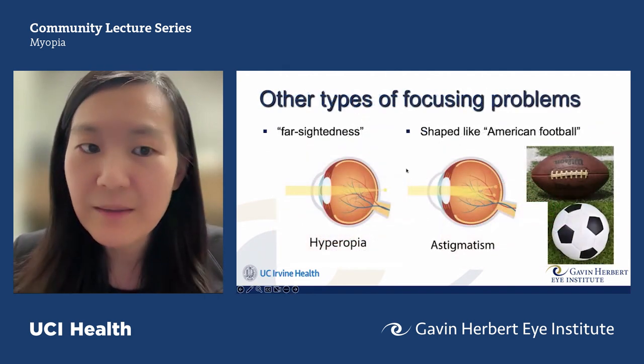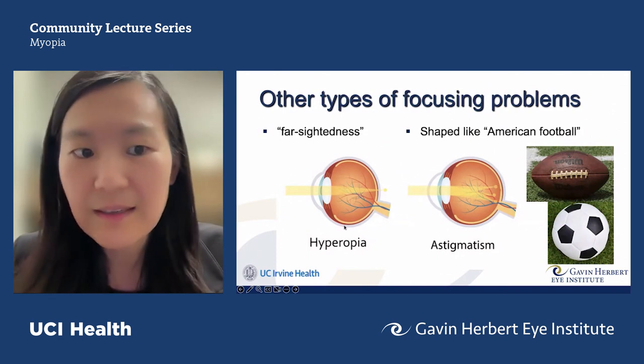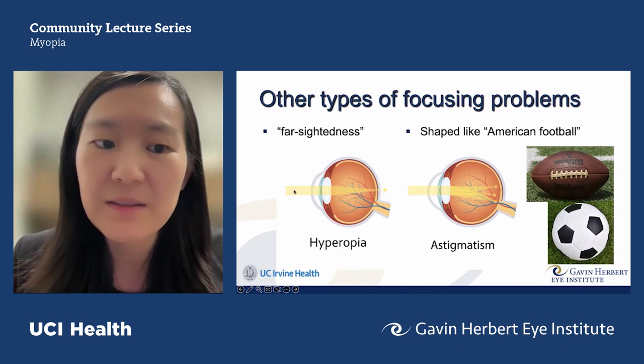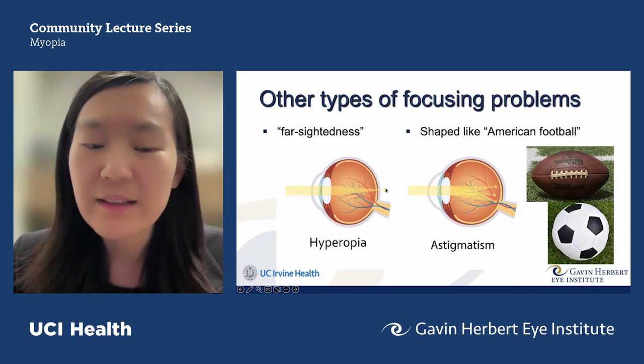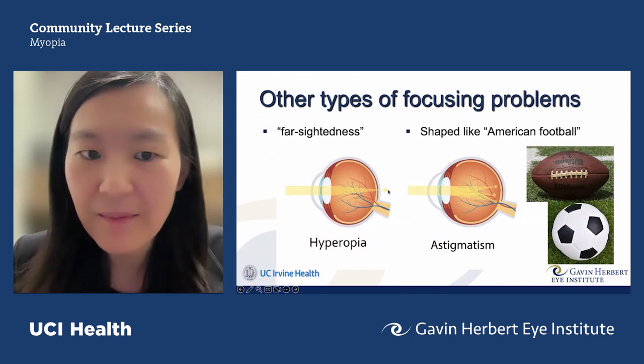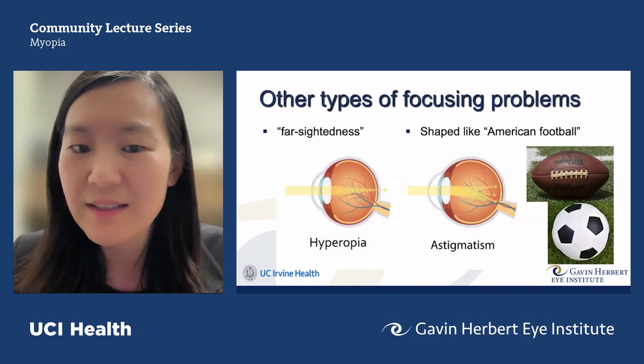Other types of focusing problems: you've heard of farsightedness. In hyperopia, or farsightedness, the eyeball is actually too short or too squashed. And so when the light goes into the eye, it also doesn't focus on the retina, it focuses behind the eye.